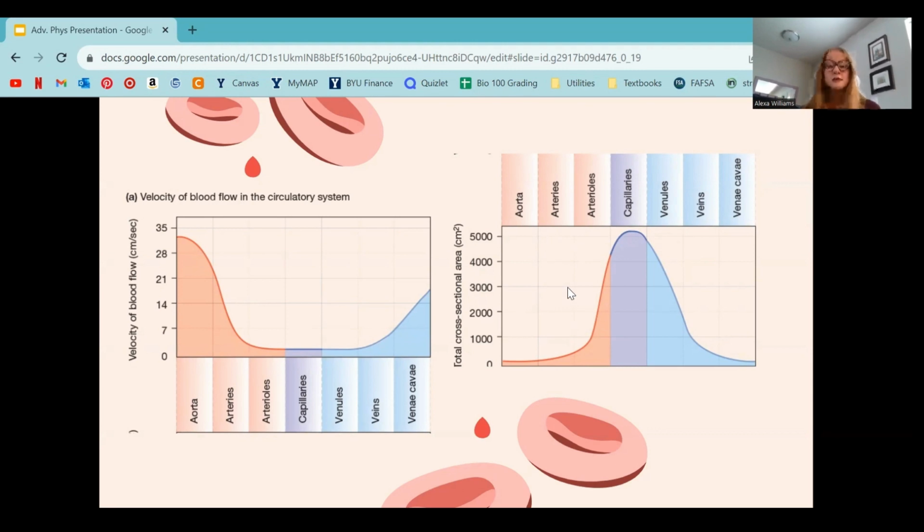And this low velocity in the capillaries is especially advantageous for their primary function, which is to facilitate the exchange of essential substances between tissues and the bloodstream. So, a slower flow rate allows more time for these molecules to diffuse across the thin capillary walls, which ensures the effective exchange of those substances.